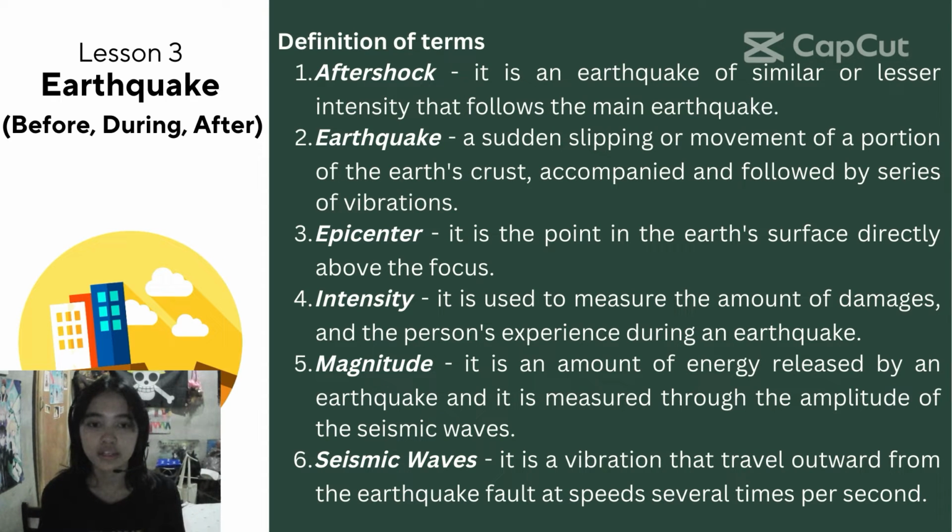And then the number 2 is earthquake. A sudden slipping or movement of a portion of the earth's crust accompanied and followed by series of vibrations. So, ang earthquake daw is a sudden movement in the earth's crust.